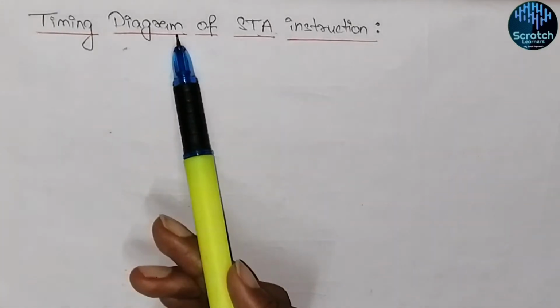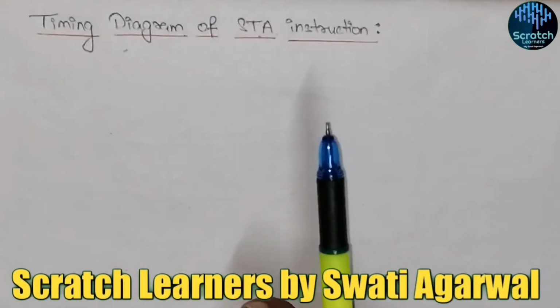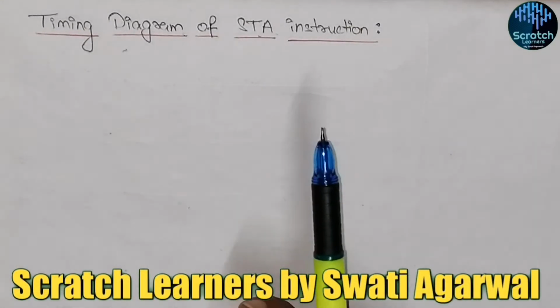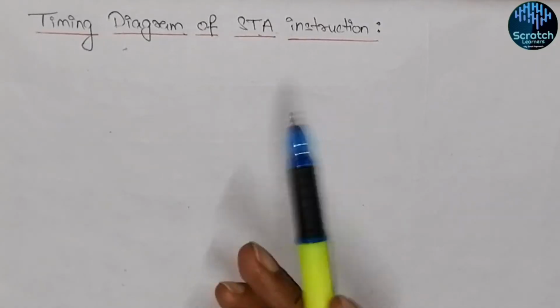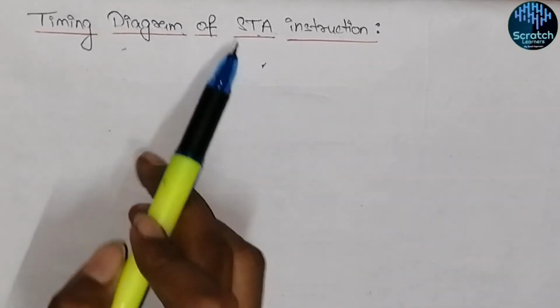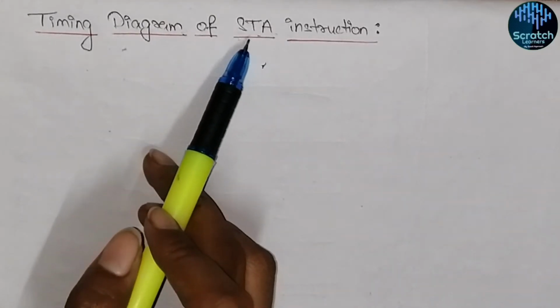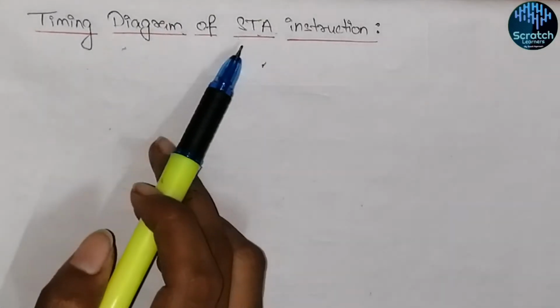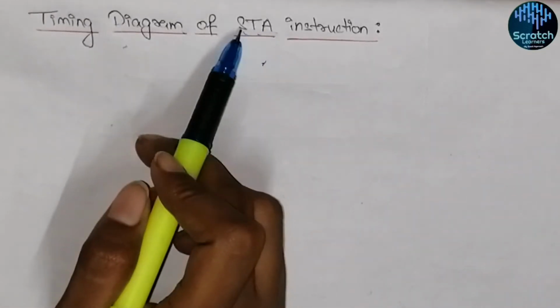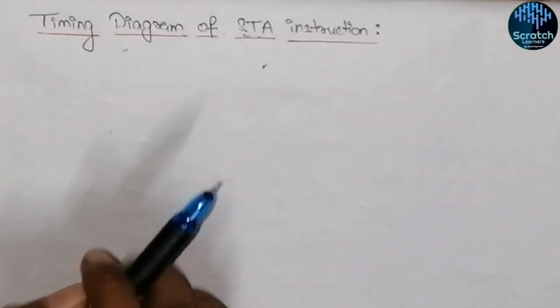As the timing diagrams of these instructions are combinations of different machine cycles, I also recommend you watch my video on the timing diagram of different machine cycles. So coming to the STA instruction, I hope you all know its use. The STA instruction is used to store the accumulator content into a memory address that is given along with the instruction.